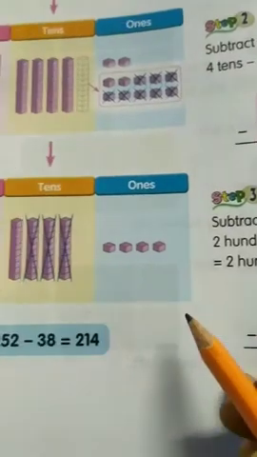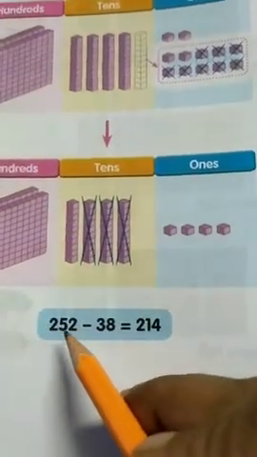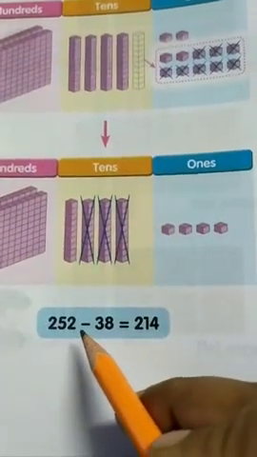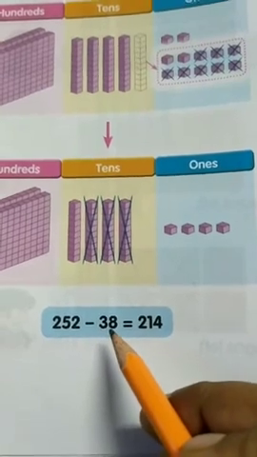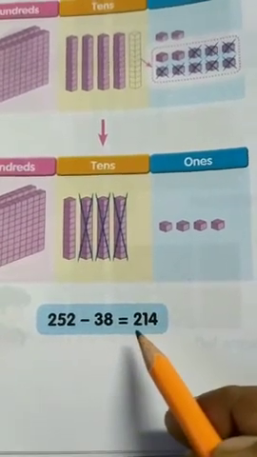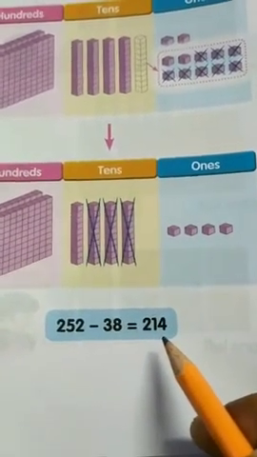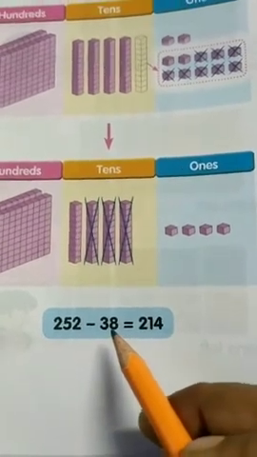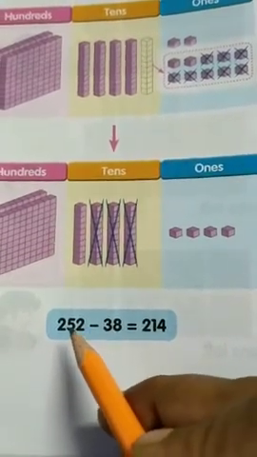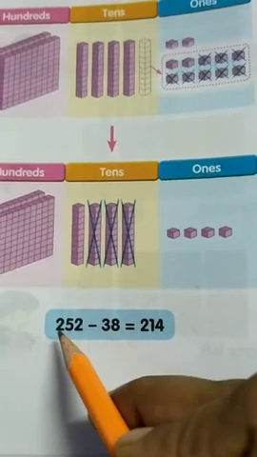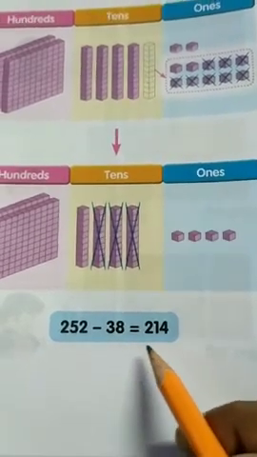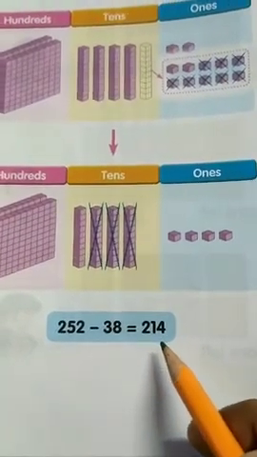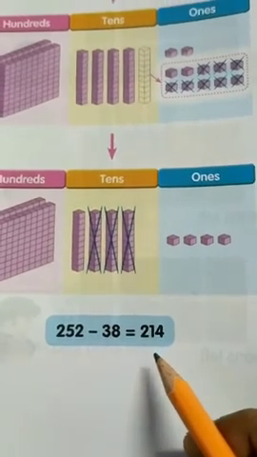Okay, so we subtracted 38 from 252, and we got 214. Okay children, have you all understood?